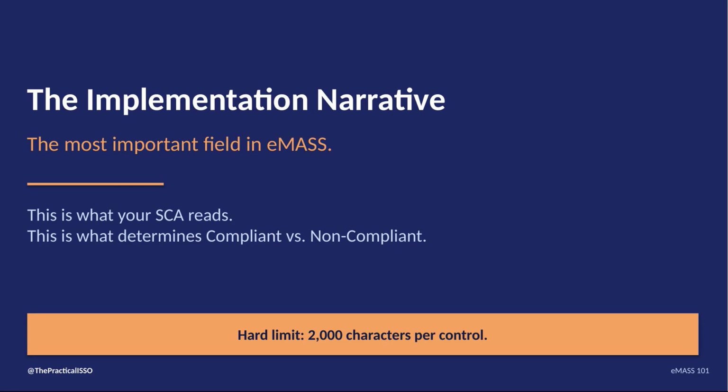Click into any control. You'll see the NIST control text at the top, and below it the implementation narrative field. This is the most important field in eMASS. This is what your SCA reads. This determines whether a control is marked compliant or non-compliant.